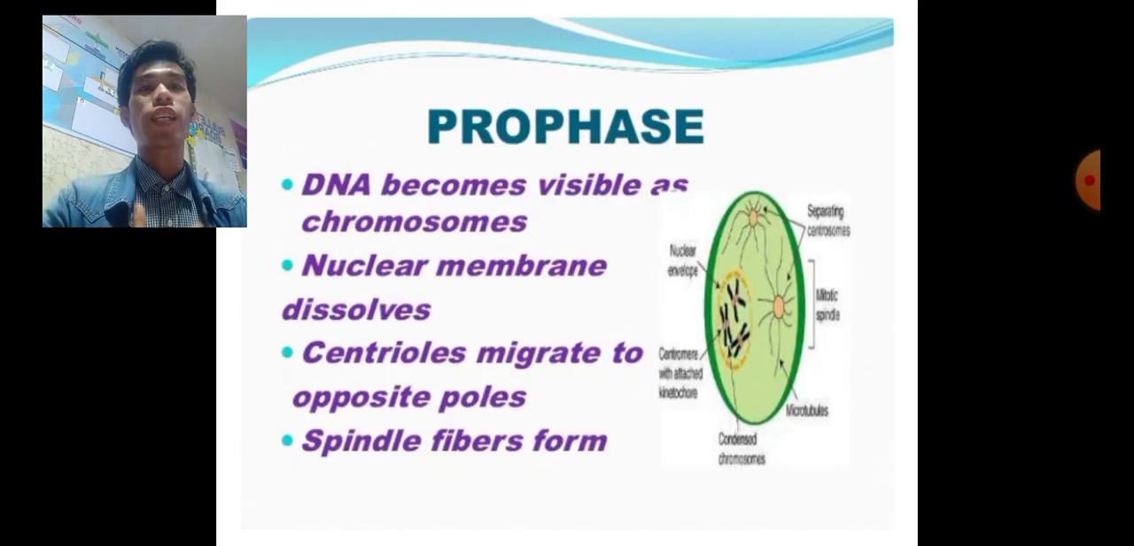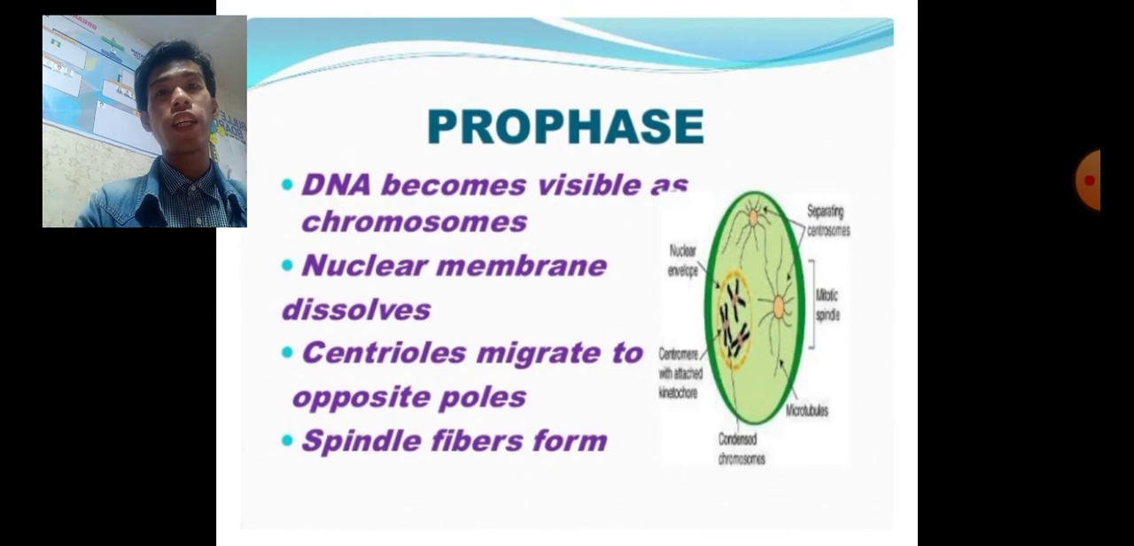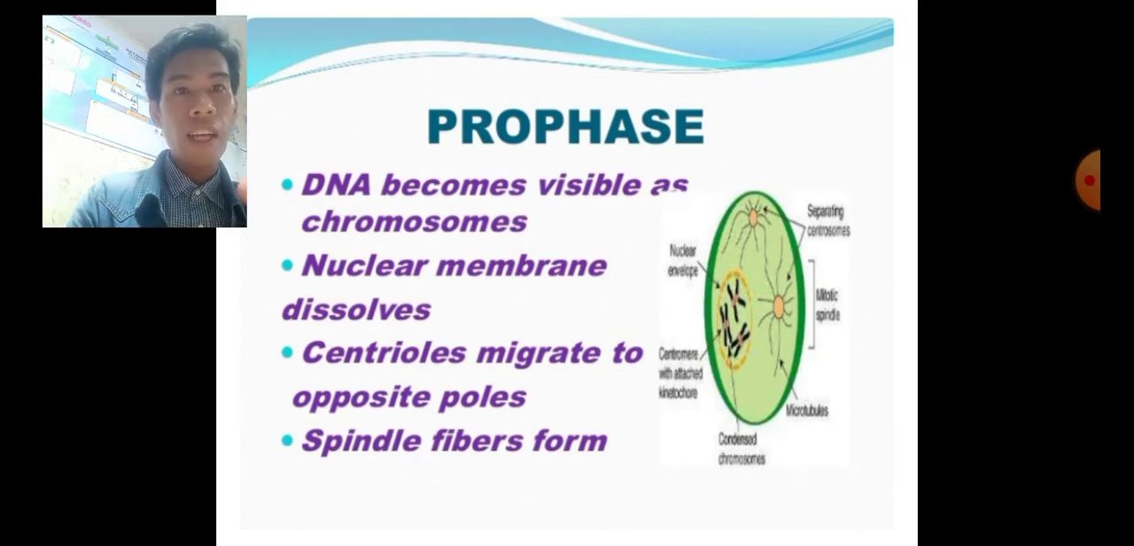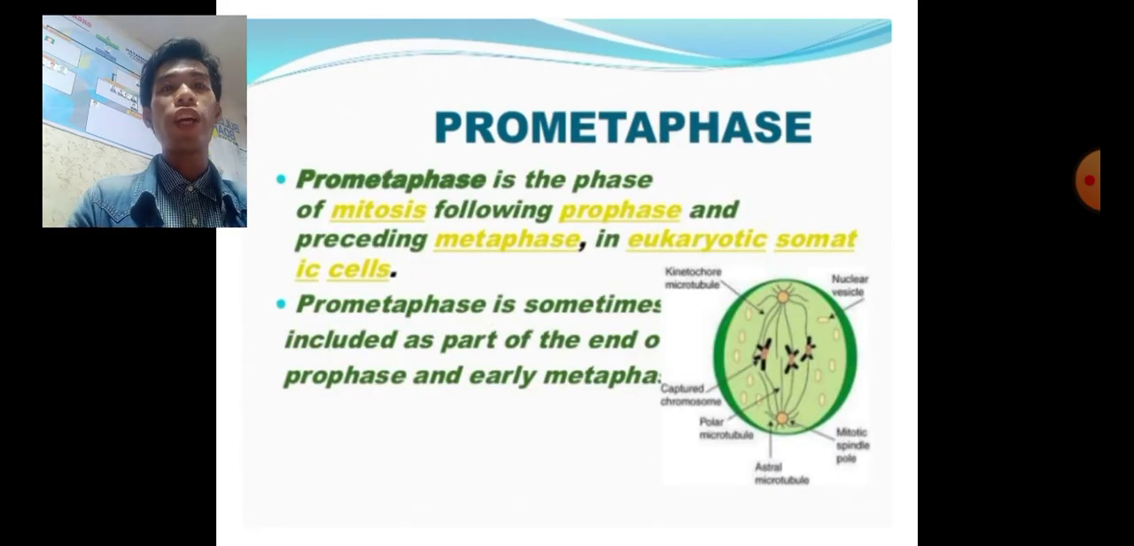So first, we discuss the prophase. The DNA becomes visible as the chromosomes. During this phase, the nuclear membrane dissolves, it is like melting. The centrioles migrate to opposite poles, then spindle fibers form. As you can see in the illustrations, the nuclear circle is dissolving in the process.